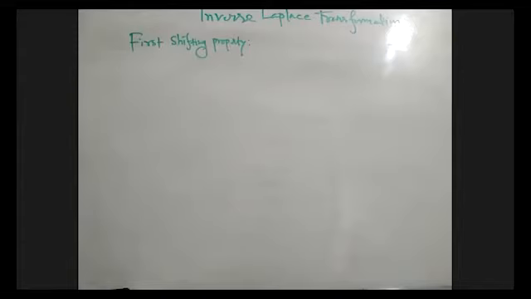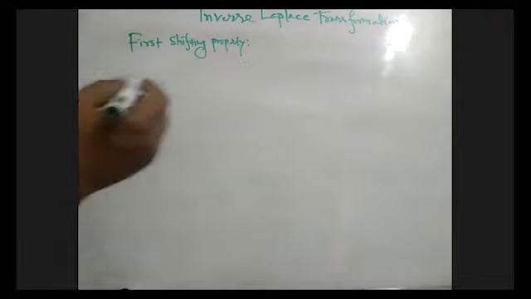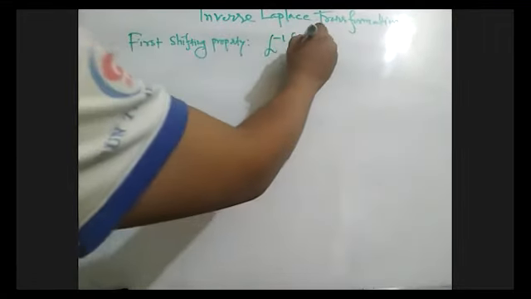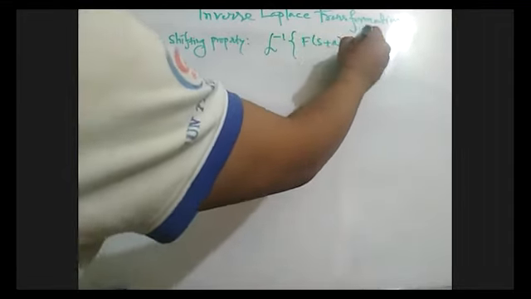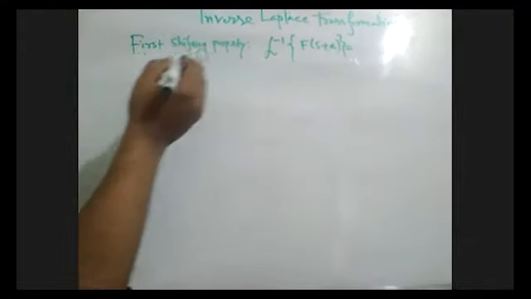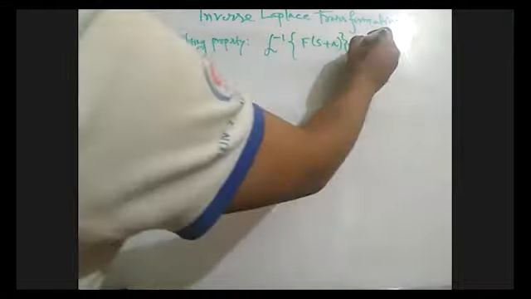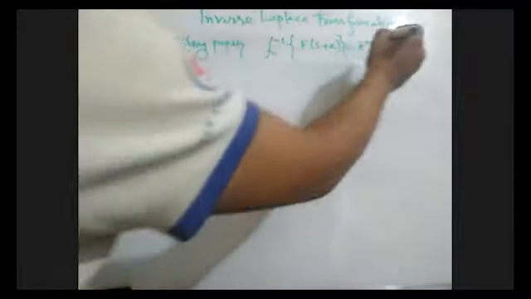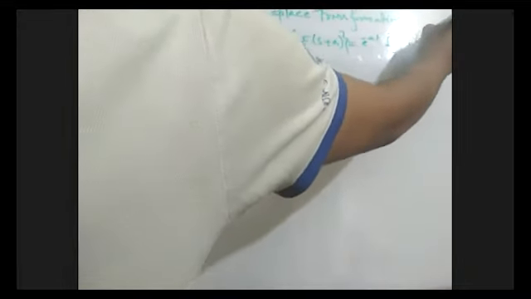Okay, now another property: the first shifting property for finding the inverse Laplace transformation. The first shifting property can be written like this: the inverse Laplace transformation of f of s plus a equals e to the power minus a t times the inverse Laplace transformation of f of s. So using this property, how can we find the inverse Laplace transformation?